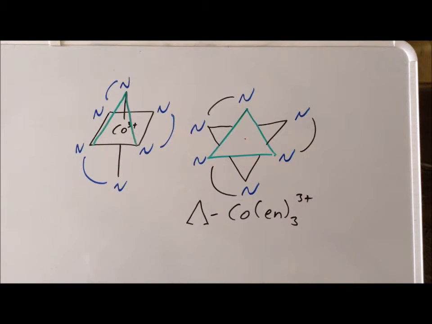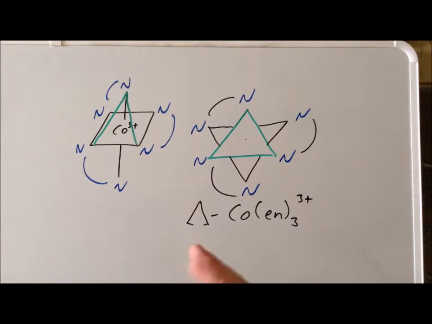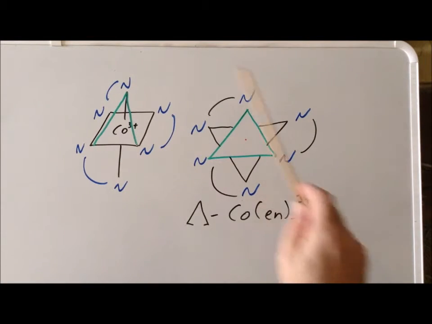And what's interesting about this, beyond the fact that we have two isomers, is the fact that each isomer is optically active. So the delta and the lambda isomers are mirror images of each other, which are not superimposable. So that tells us that each possesses the property of optical activity. One will rotate plane polarized light to the right, and the other will rotate plane polarized light to the left, and by equal amounts.